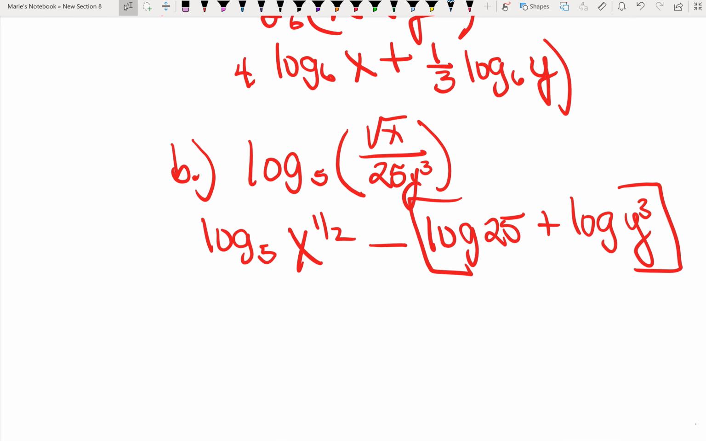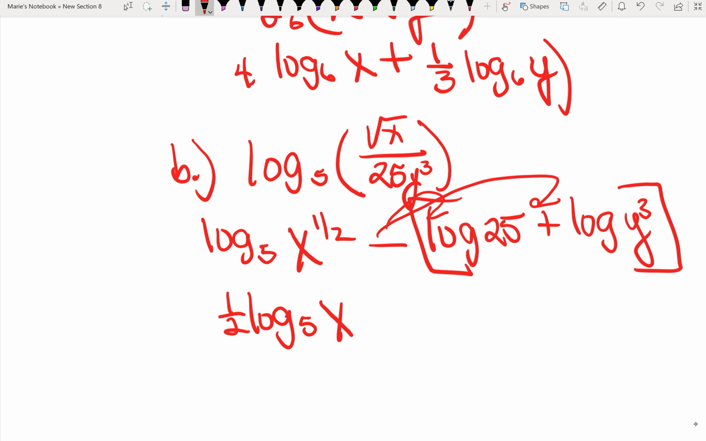All right, and so 1/2 log base 5 x, and this is going to affect this value and this value. Remember that this is log base 5. I missed the 5s. So 5 to what power is 25? Obviously this is going to leave us a minus 2. That's going to be a negative, so that'll become 3 log base 5 y. All right, and that's your final answer for that.